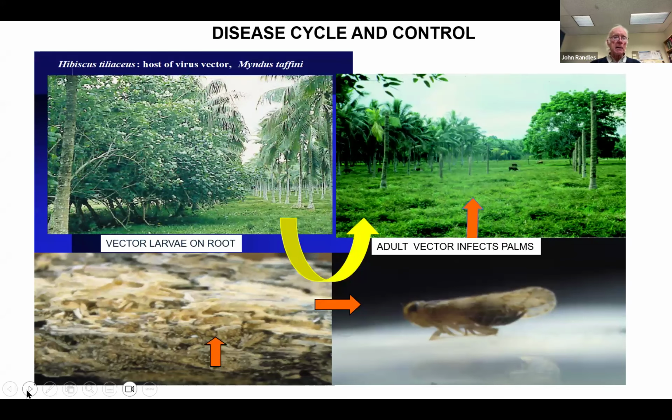Next slide, please. So hibiscus growing in a plantation, very common plant, and the larvae are found on the roots. The larvae develop into adults, and then we find that the vector is in the plantation, and we can see the effects of the vector where the trees have had their crown just die. The disease takes about 8 or 9 months to show the first yellowing after inoculation, and in the most susceptible varieties, Malayan dwarfs, the crown is usually dead within 2 years after the first symptoms appear.